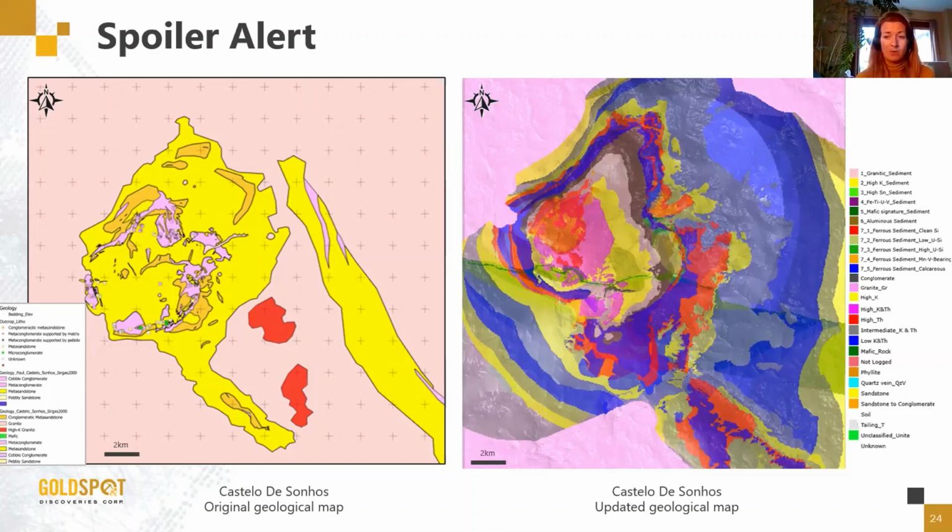On the left, we see the original first level field mapping geological map. And on the right, we have our completed three-dimensional geological model. At Castelo de Sonhos, the ability to accurately predict where gold will occur and will not occur critically depends on the sequence stratigraphy. But this was always the biggest challenge at Castelo de Sonhos because the metasediments are all sourced from similar host rocks, and it's a series of repeating and overlapping sequences that in many cases are only distinguishable by very subtle changes in texture. So this is a really, really hard deposit to log.